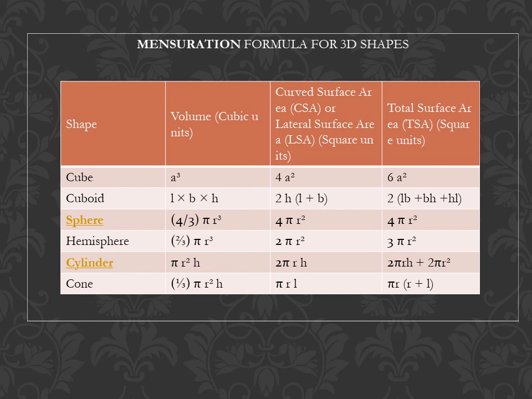Cylinder volume is pi r square h. Curved surface area is 2 pi r h and total surface area is 2 pi r in bracket h plus r, or we can simply say 2 pi r h plus 2 pi r square. Cone, 1 by 3 pi r square h. CSA is pi r l and total surface area is pi r into r plus l.